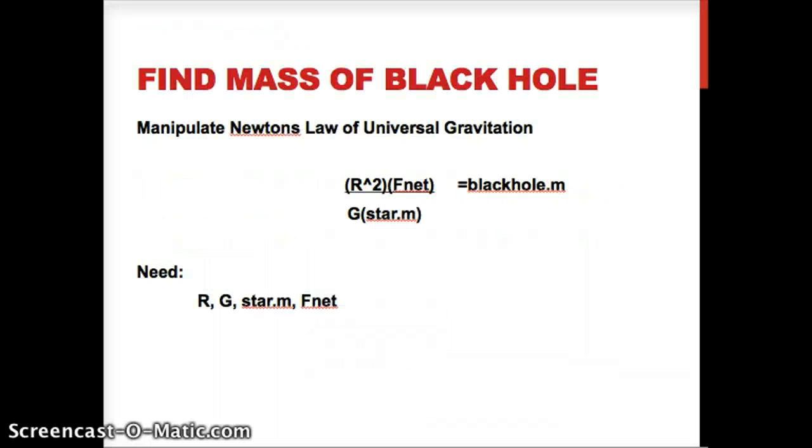In order to find the mass of the black hole, we have to manipulate Newton's law of universal gravitation. So I've changed the formula here as shown right here to find black hole dot m, which is the mass of the black hole. So that is r squared times F net over G times the mass of the star. So the variables we need to find with our code are r, G, which we have, which is 6.67 times e to the negative 11th, the mass of the star, and F net.